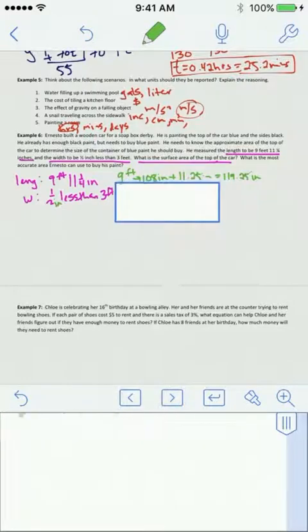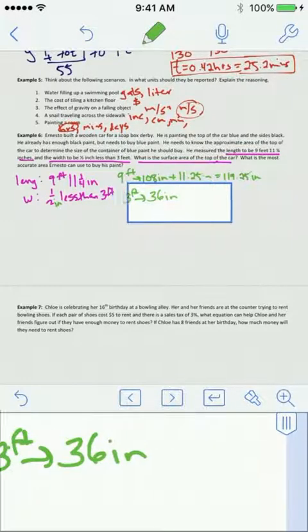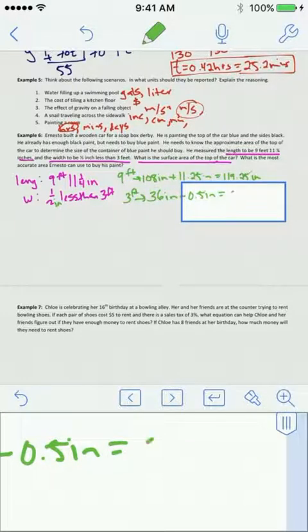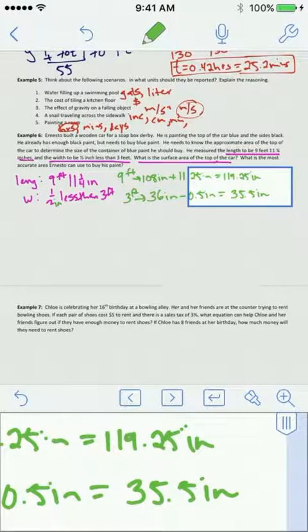So let's put these both into inches. The 3 feet would be 3 times 12, which is 36 inches, minus 0.5 inches. That's going to be 35.5 inches. That's still pretty close to 36, right? So he's not taking off much, just 1/2 inch less than 3 feet. Okay, we put these into similar units. Much easier to work with.